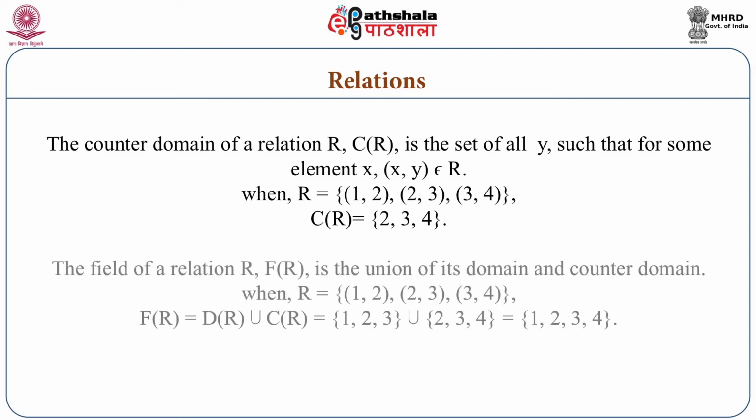As I said, the field of a relation is the union of domain and codomain. So given this relation (1, 2), (2, 3), (3, 4), we can have the field of R, which is the union of the domain and codomain. The set that we will get is 1, 2, 3, 4. That is, 1, 2, 3 being the set of domain and 2, 3, 4 being the set of codomain, we can generate the field of this relation, which is the union of these two: 1, 2, 3, 4.